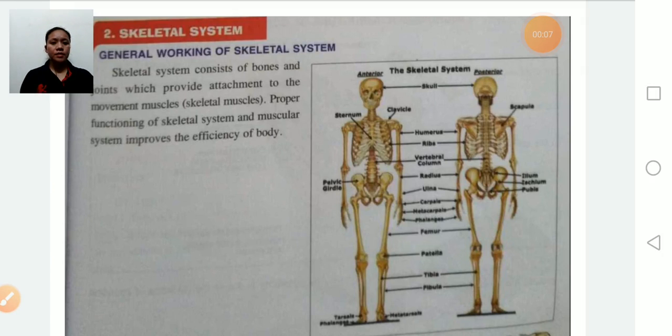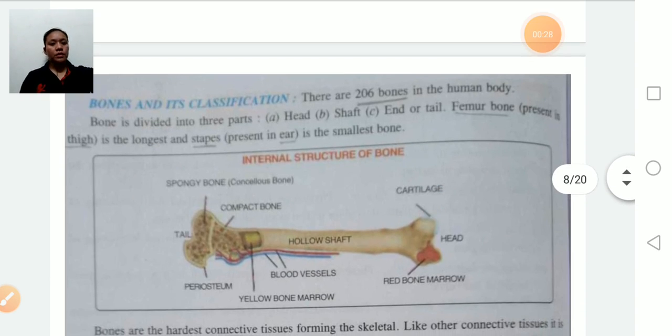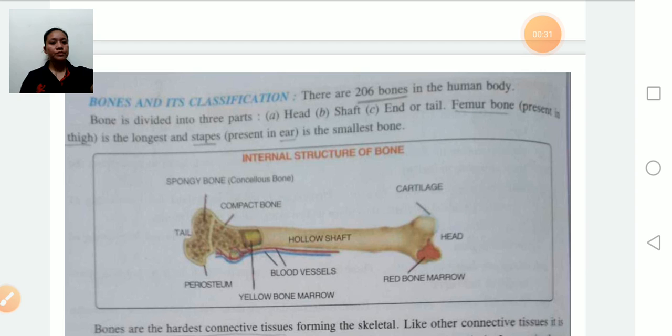Our skeletal system consists of bones and joints, which provide attachment to the muscles for movement and proper functioning. The skeletal system is classified into three parts: head bones, hollow shaft, and tailbone.